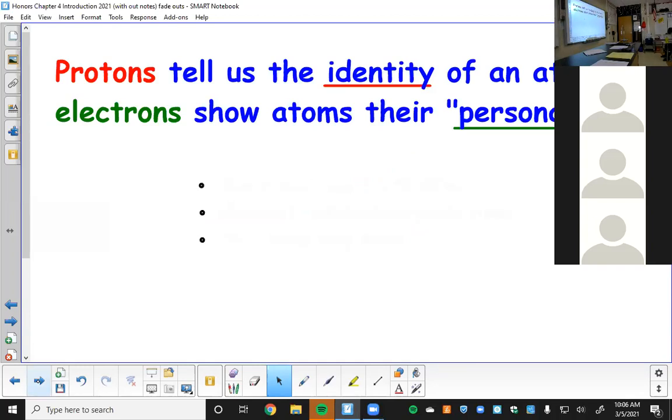So in the previous chapter, we talked about protons, neutrons, and electrons. And one of the important things that protons do for us is they tell us what element the atoms belong to. They give the atom their identity. And we organize the periodic table based on that atomic number or number of protons in the atom. But it turns out the protons in the nucleus, not a lot of action going on there. Stable, it doesn't do anything, it's not moving, it's just there in the center giving off its positive charge. It turns out that the electrons is where all the action is at. And it's the electrons that give atoms their personality.